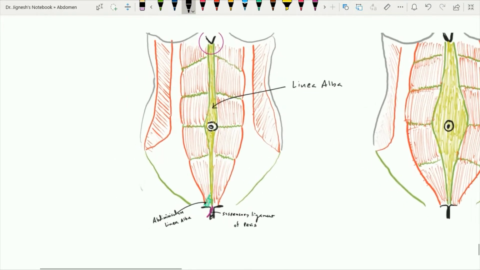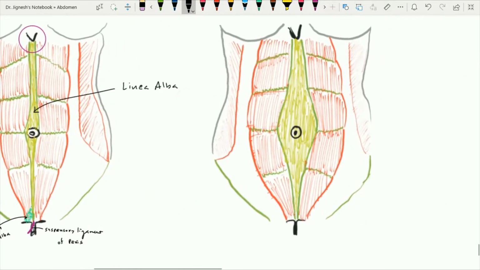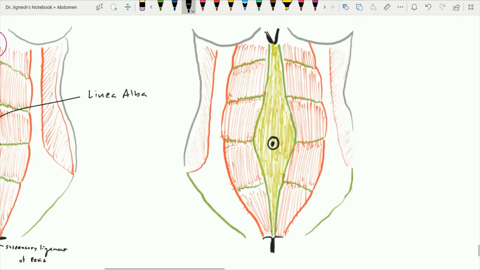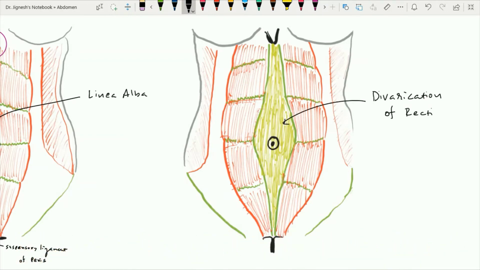Sometimes at the time of pregnancy or at the time of excessive stretching of the anterior abdominal wall, weakness of this linea alba occurs, and it will lead to the broadening of the linea alba. In this condition the rectus abdominis muscles of both sides are going to deviate from each other, and this condition is called divarication of the recti. And this divarication of the recti is not a herniation, but it is a weakness of the linea alba.